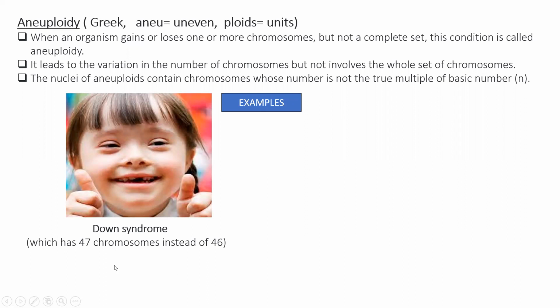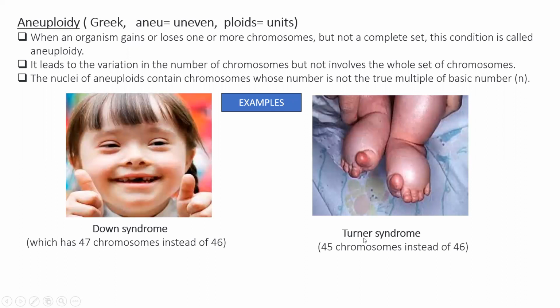So here, if you observe, in Down syndrome the person's nuclei have 47 chromosomes instead of 46, meaning one chromosome is added into the set. Another example is Turner syndrome, where 45 chromosomes are observed instead of 46, meaning one chromosome is less. So ideally 46 is required. Here one is added, here one is deleted or removed.